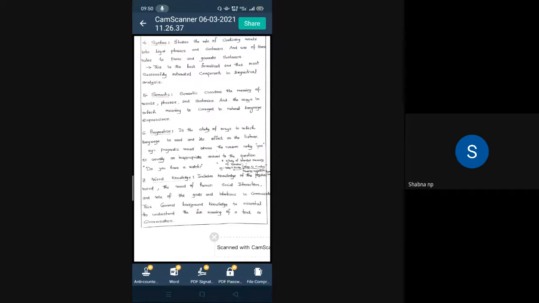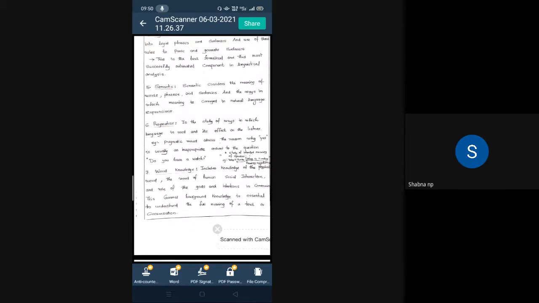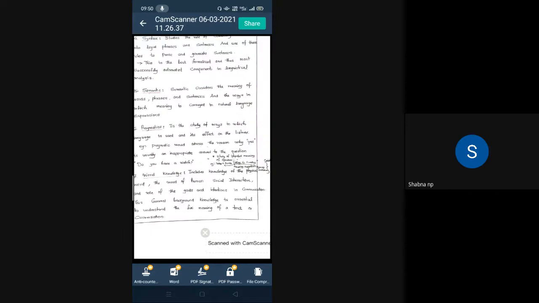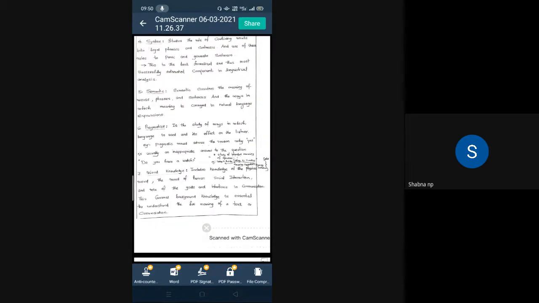What is the significance? General background knowledge is essential to understand the full meaning of a text or conversation. Based on that concept, world knowledge analysis is required. It includes the knowledge of the physical world, the world of human interaction, and the role of the goals and intentions in communication, etc. These all will be considered in this type of analysis.